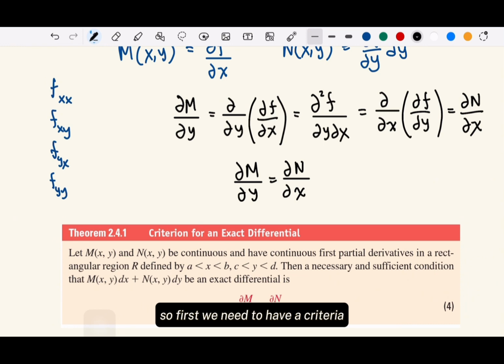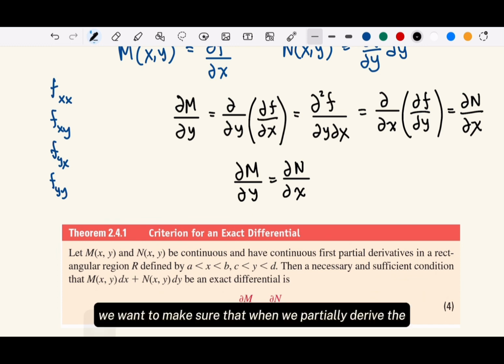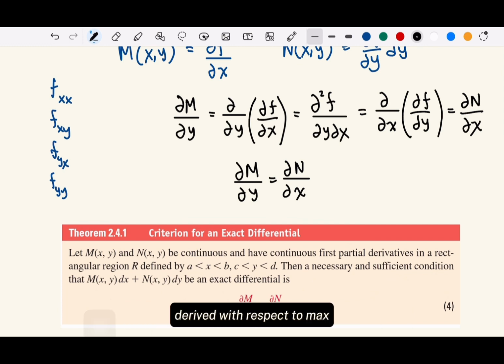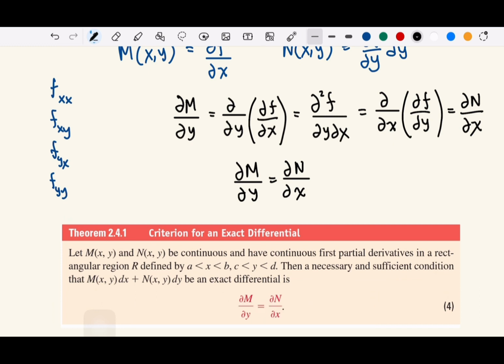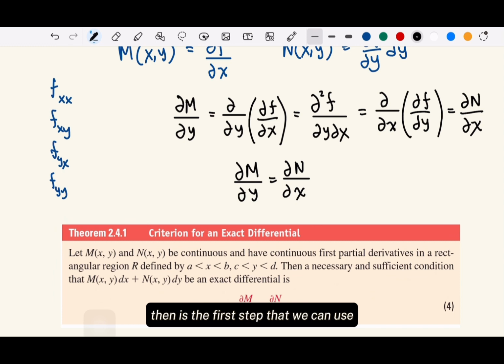So first we need to have a criteria for that function to exist. We want to make sure that when we partially derive the M with respect to y, it's equal to this N derived with respect to x. So we need to make sure that this is equal. And if that's equal, then it's the first step that we can use the exact equations. If not, then perhaps there is no function that exists for such criteria.